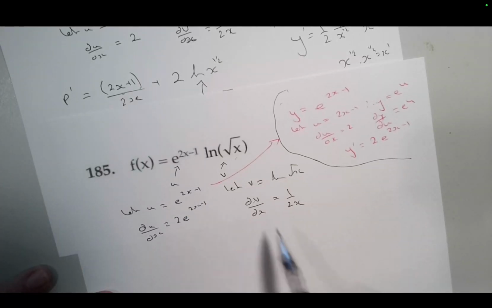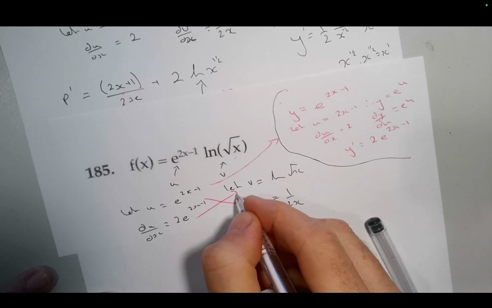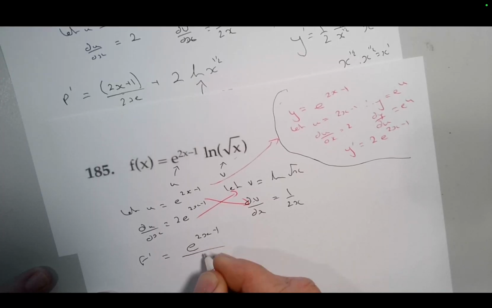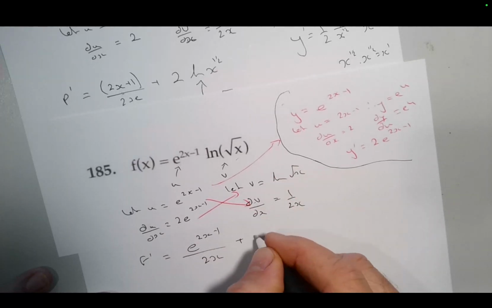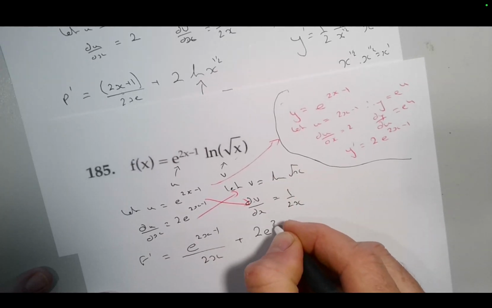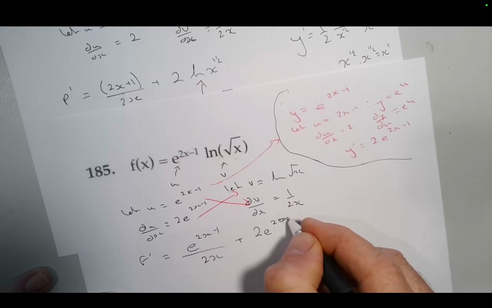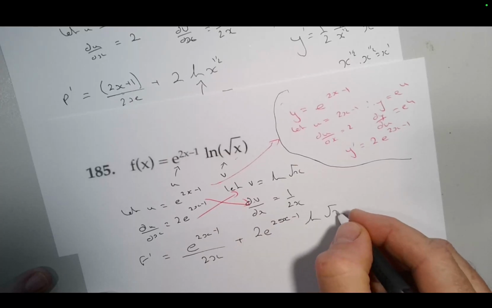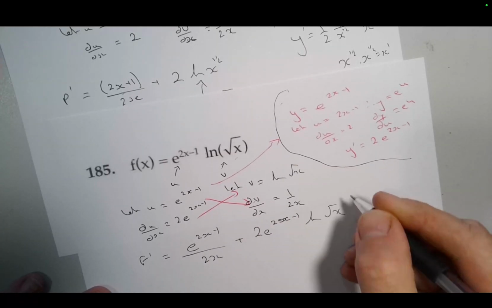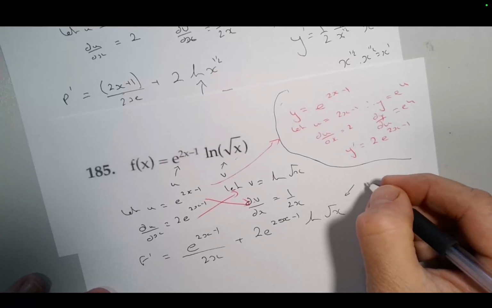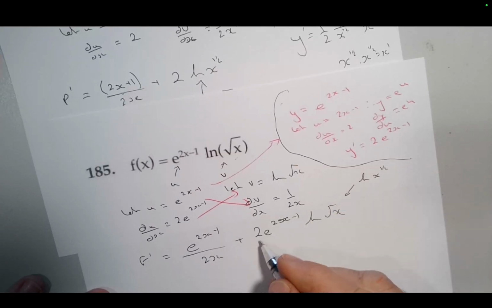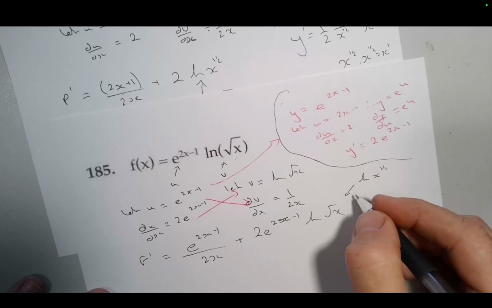And what do we do? We cross multiply. Okay, so that one down there. So we've got f dashed is that times that, e to the 2x minus 1 over 2x, plus something horrific, 2e to the 2x minus 1, that times natural log square root x. And what are we saying about this thing here? We said basically that's like saying natural log x to the power of a half. Actually, there's no change. That 2, you could argue, comes in there.